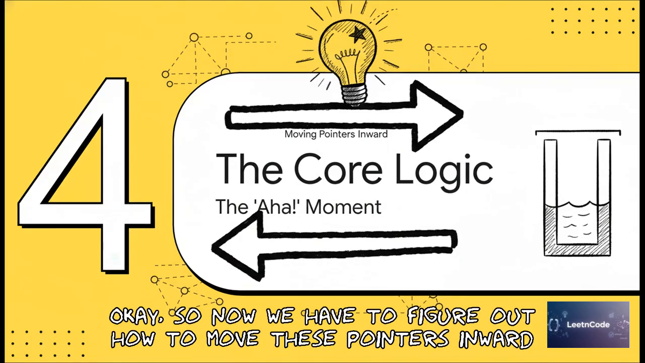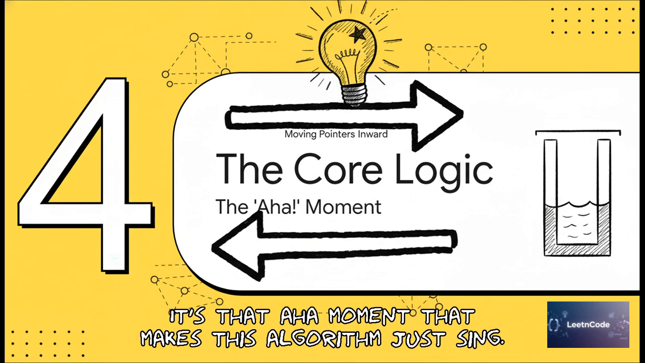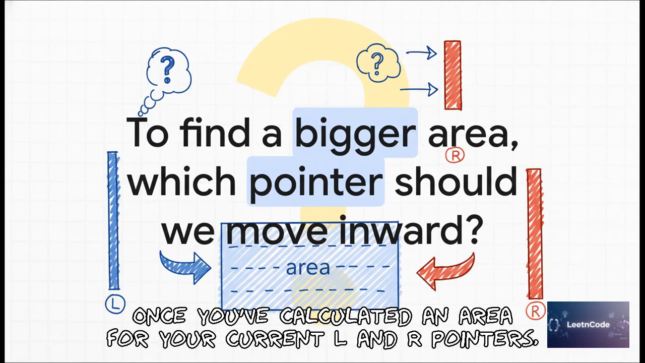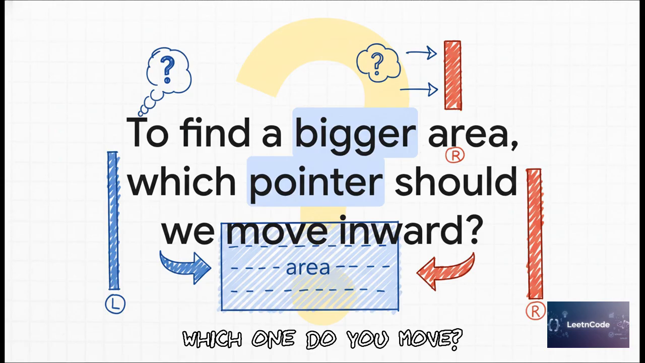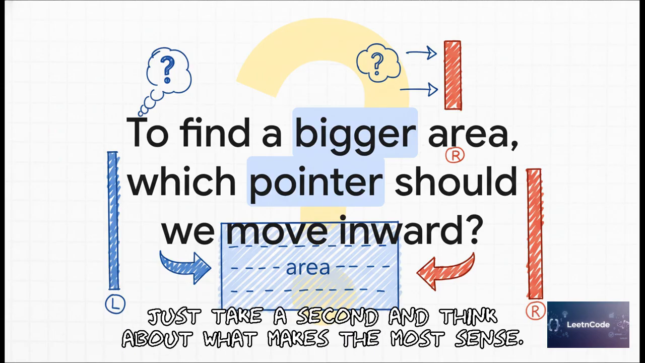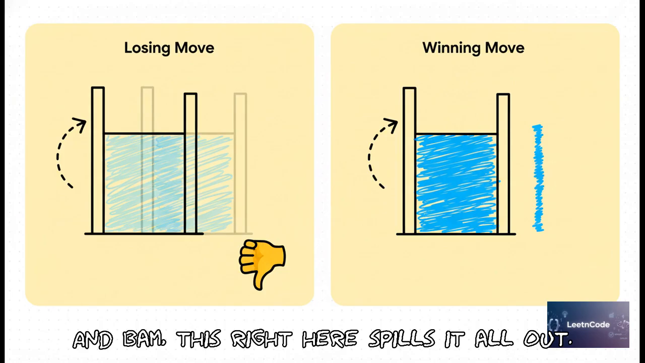Okay, so now we have to figure out how to move these pointers inward to hunt for an even better container. And honestly, this next bit, this is the whole magic trick. It's that aha moment that makes this algorithm just sing. So here's the million-dollar question. Once you've calculated an area for your current L and R pointers, which one do you move? Do you move the one on the taller line or the one on the shorter line? Just take a second and think about what makes the most sense.